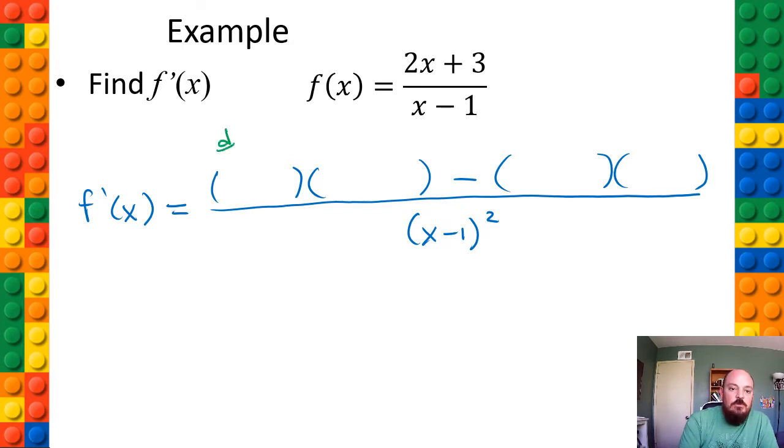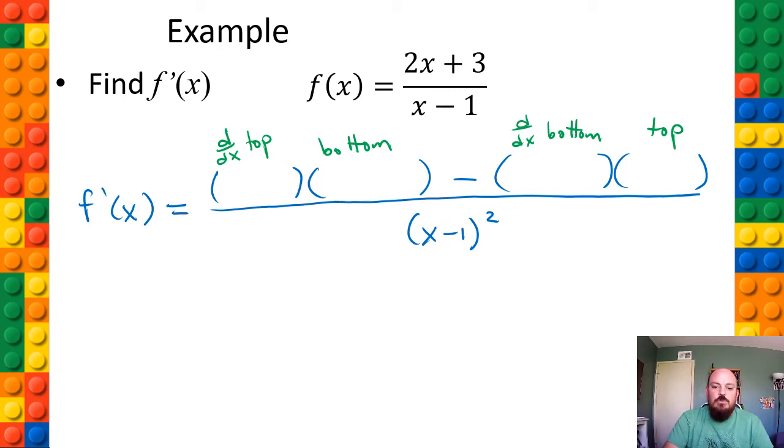This is the derivative of the top times the bottom minus the derivative of the bottom times the top. And I'm just doing that for the notes. Of course, you wouldn't actually do this if you're doing the question. You wouldn't write what I wrote in green there. Now, two of the things you automatically fill in, like the bottom function is x minus 1, so I'll just fill that one in. And the top function is 2x plus 3.